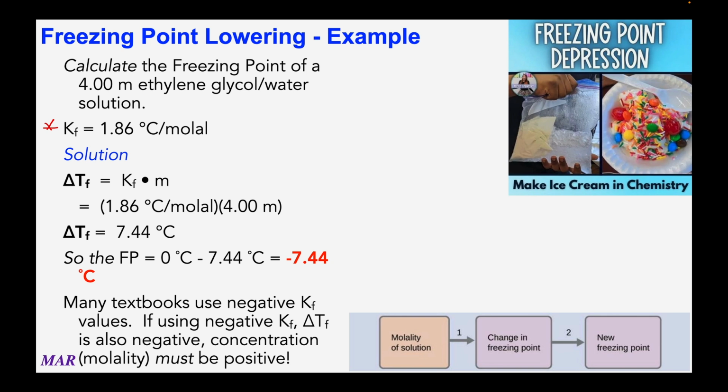Molality is based on mass, grams, moles, that kind of stuff. And in chemistry, mass can never be negative, all right? So molality must be a positive number. So if you really want to do delta T is negative and K is negative, that's fine. Just make sure that your molality is a positive number. It can't be negative. But again, what I would do, delta T, just make it a positive number. You have to realize it's going to be lower than whatever the freezing point is.